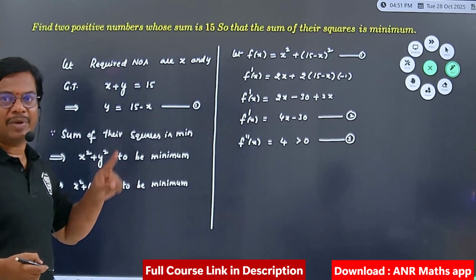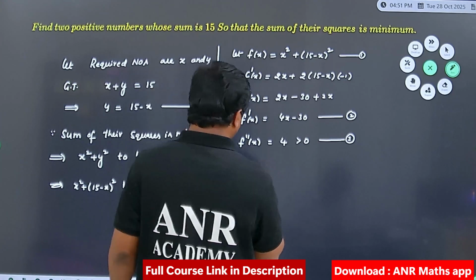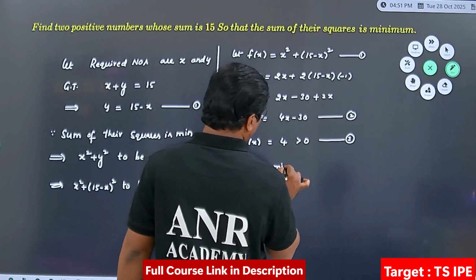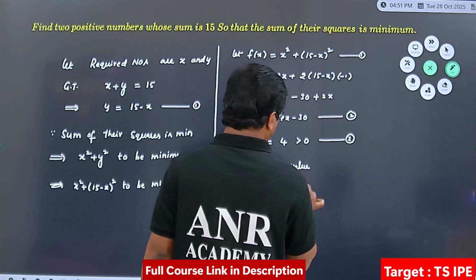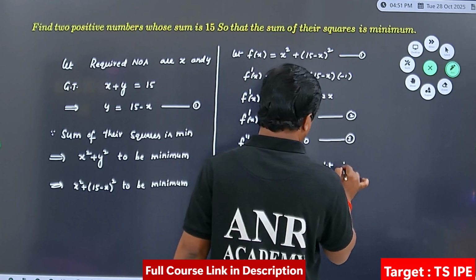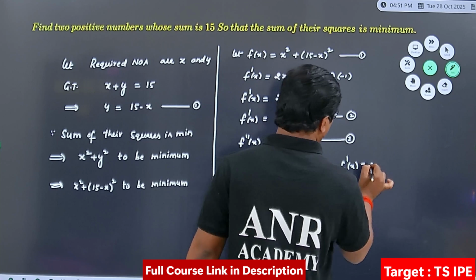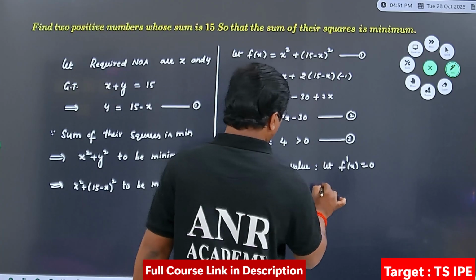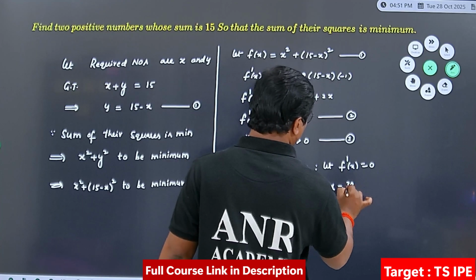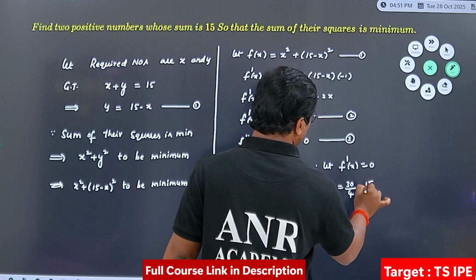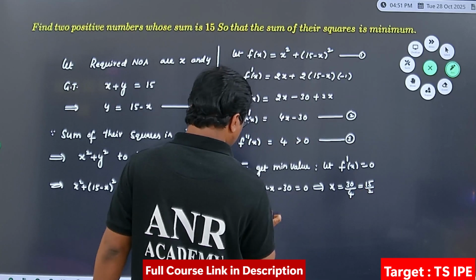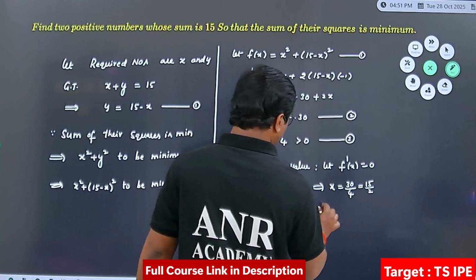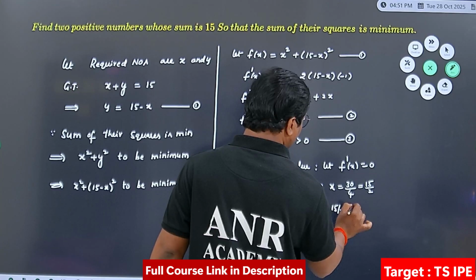To get maxima minima, we need to write f dash of x equal 0. So here, to get minimum value, let f dash of x equal to 0, implies 4x minus 30 is 0 and the value of x equal to 30 divided by 4, that can be written as 15 by 2. Since x plus y equal to 15, implies we get y value also 15 by 2.